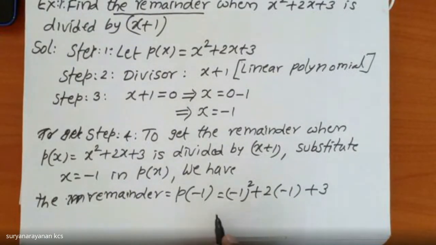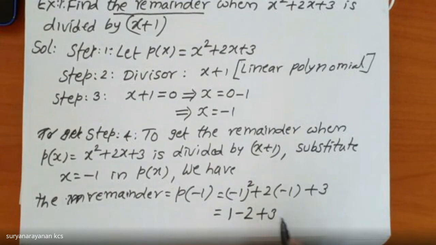Okay. Now let us simplify each and every term separately. What is the value of -1 whole square? 1, not -1. Don't be confused here, my dear children. -1 whole square value is 1. Plus 2 into -1, what do you get? -2. Plus 3. After simplifying, we got these 3 terms: 1 minus 2 plus 3. What will you get? 3 plus 1 is 4, 4 minus 2. Final, what do you get here?